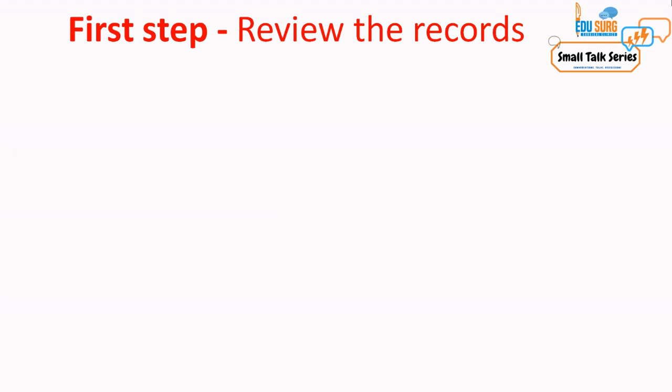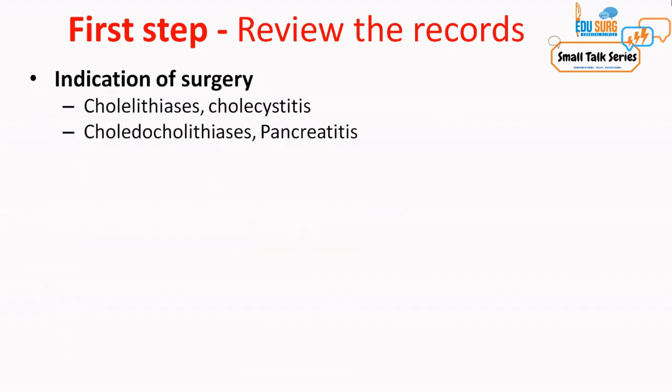So when we get a patient like this, first step is to review the records. Always review the records of the surgery. And how you start reviewing the records, you look for the indication of surgery, whether it was simple cholelithiasis or it was cholecystitis. If it was cholecystitis, what was the grade? CBD stones were present or not? Preoperative ERCP was done or not? CBD exploration was done or not? And presence or absence of pancreatitis.